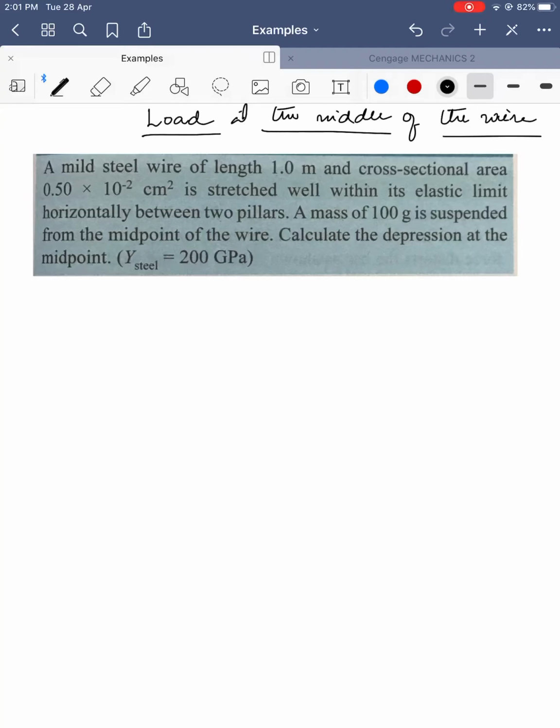Hi students, in this section we are going to see a few other examples on Young's modulus. Now the example is load at the middle of the wire.